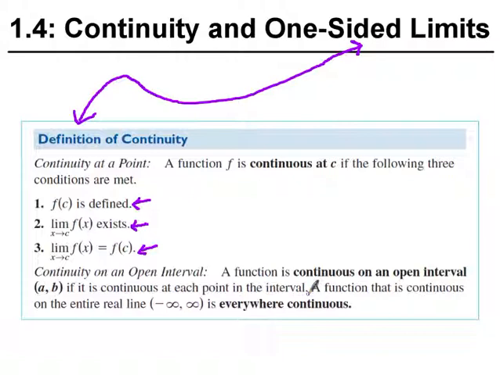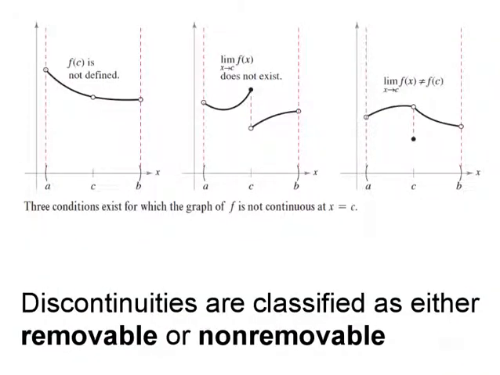We'll talk about those limit meanings shortly, but then continuity on an open interval. If you look at this definition, it says a function is continuous on an open interval if it is continuous at each point in the interval. A function that is continuous on the entire real line is everywhere continuous. So when we think about continuous, the opposite of continuous is discontinuous.